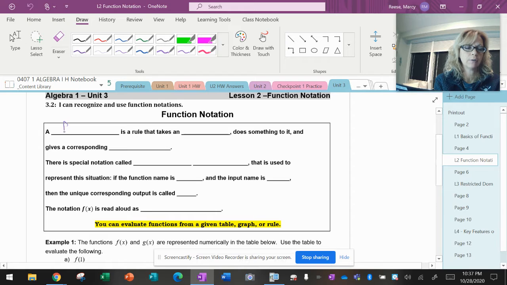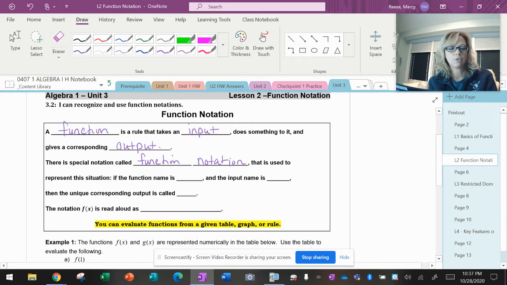So a function, like we talked about yesterday, reviewed, you learned it already, is a rule that takes an input. Remember our input? Does something to it, like some math to it, add, subtract, multiply, divide, and gives a corresponding, you got it, output. There is special notation called function notation that is used to represent the situation.